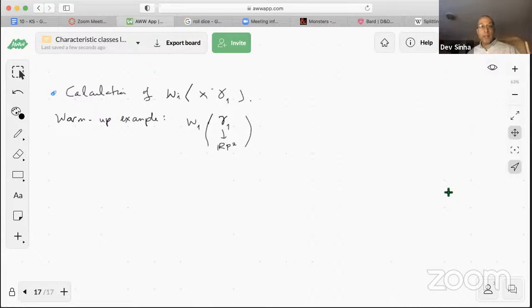And we did this by taking a section. So this is the Euler class, represented as a Thom cochain by the vanishing of a section.